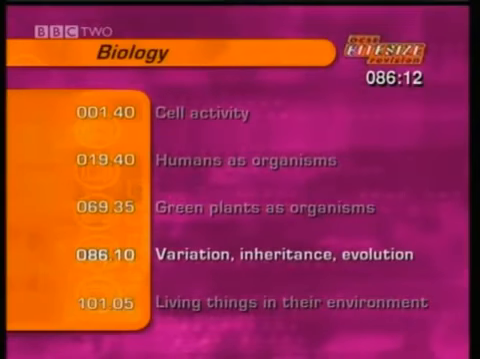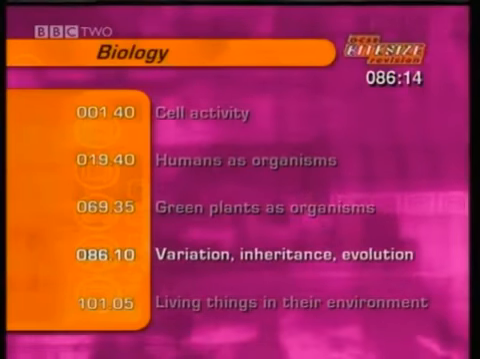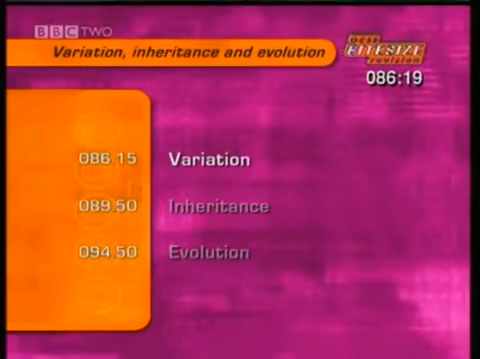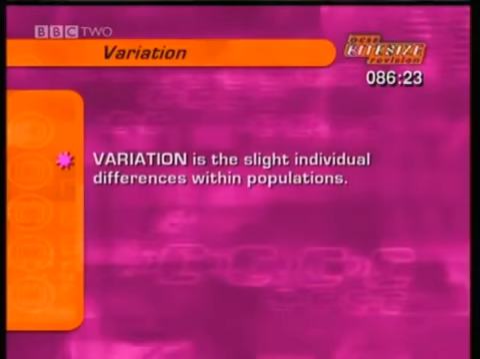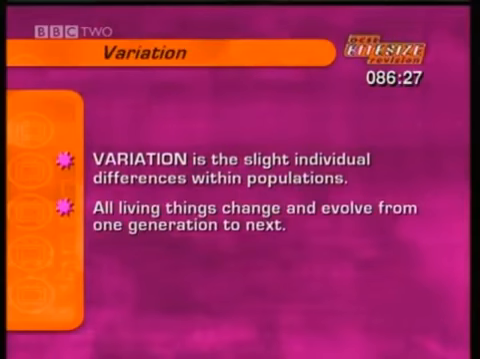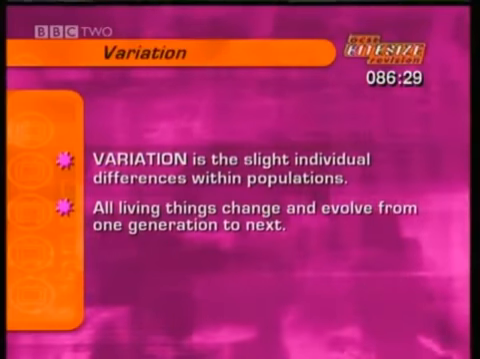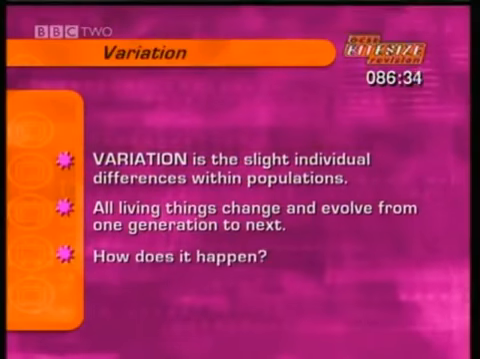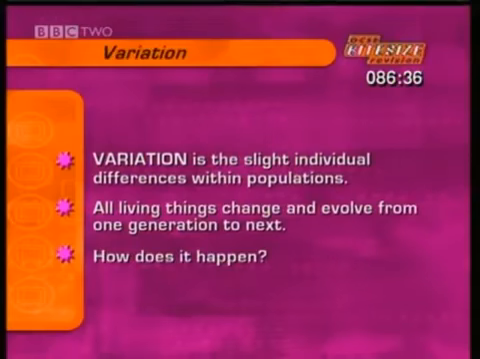Variation, inheritance, and evolution in animals and plants. We'll start by looking at variation. The term variation refers to the slight individual differences within populations. All living things change and evolve from one generation to the next, and as they do so, more variation is introduced. But how does it happen?